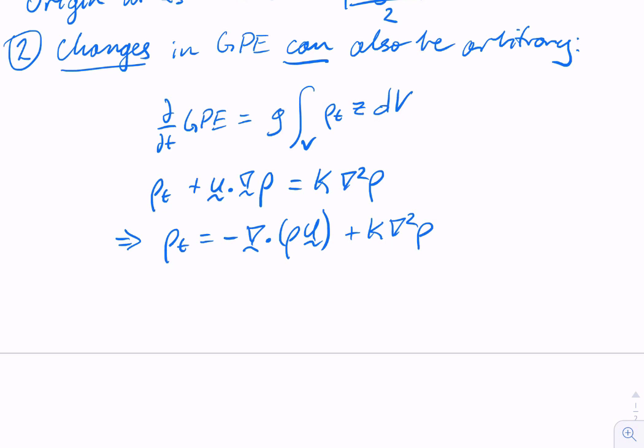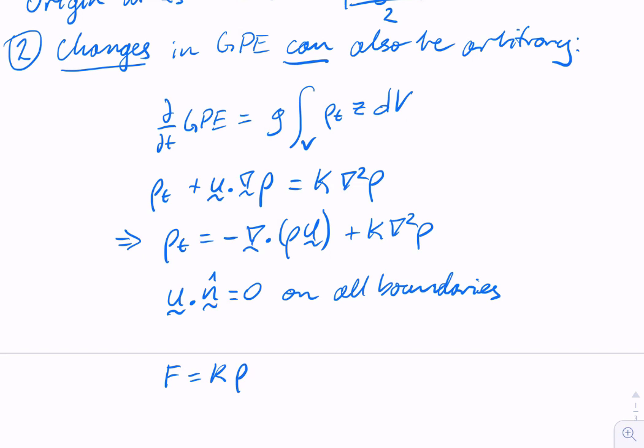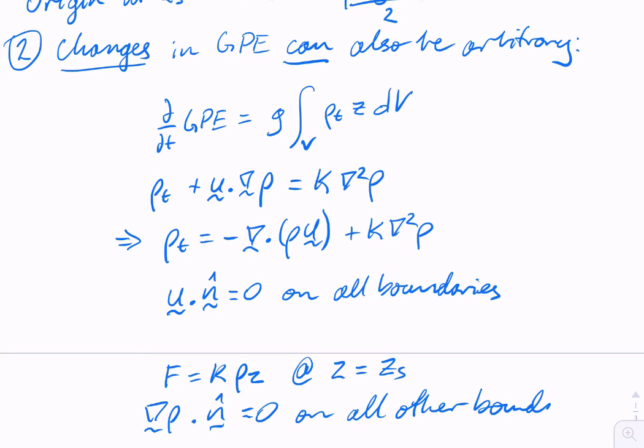We also need some boundary conditions on this domain, and we'll assume that the flow in our rectangular domain is subject to no flow through all boundaries, in other words, u dot n equals 0 on the boundaries, and that at the upper surface there is a buoyancy flux, F, which we write as κ dρ/dz, while all other boundaries are insulating, grad ρ dot n equals 0.